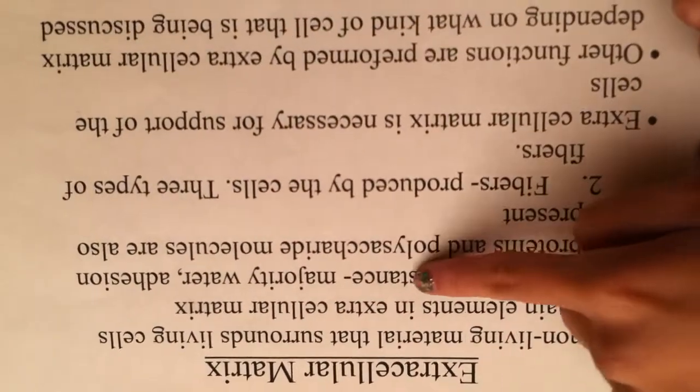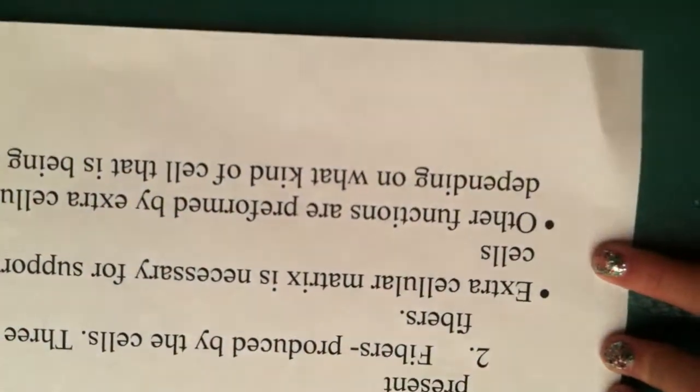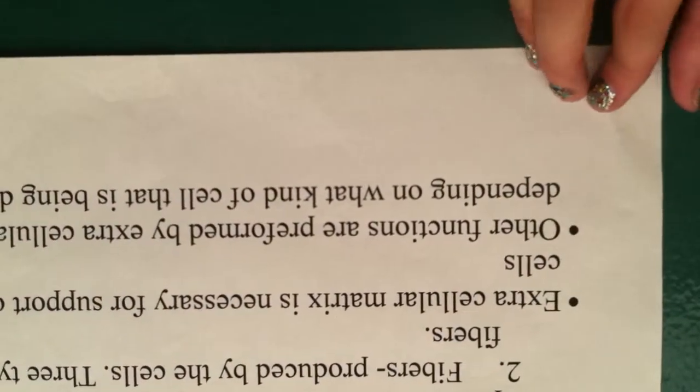Extracellular matrix is the non-living material that surrounds living cells. The two main elements in extracellular matrix are ground substance, which is majority water, adhesion proteins, and polysaccharide molecules. The second one is fibers produced by the cells. There are 3 types of fibers. Extracellular matrix is necessary for support of the cells. Other functions are performed by extracellular matrix depending on what kind of cell is being discussed.